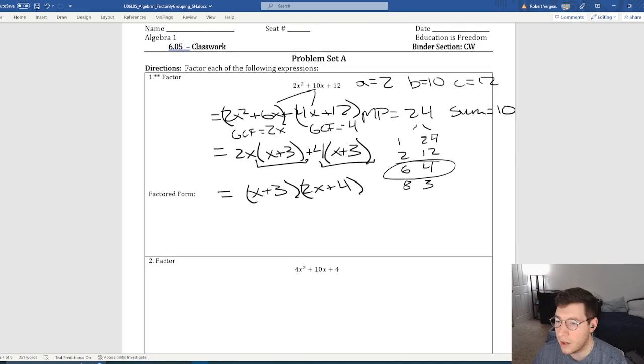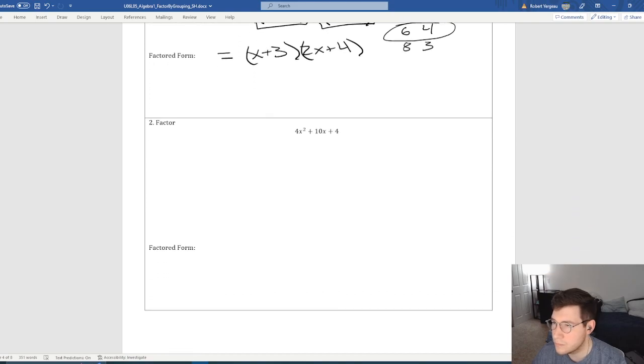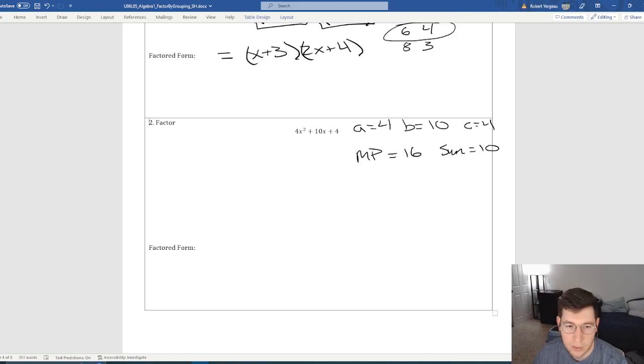All right, let's take a look at number 2. A is equal to 4, B is 10, and C is 4. C equals 4. There we go. My master product is 16, 4 times 4, and my sum is 10. Again, positive, don't have to worry about anything in terms of signs. And so I've got 1 and 16, 4 and 4, 2 and 8. Add them up, that's 17, no good. That's 8, no good. That's 10, that is what we need.